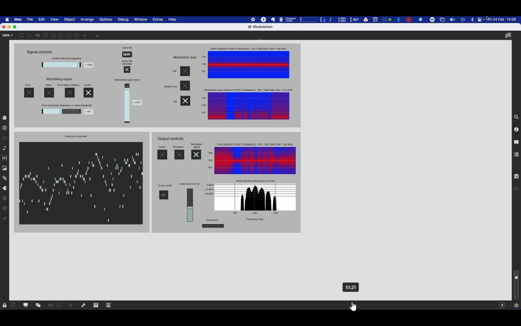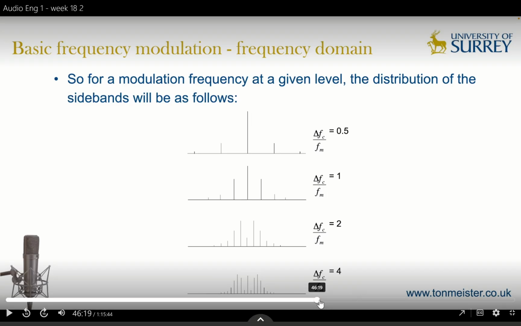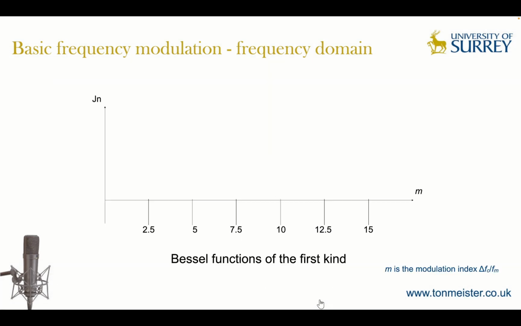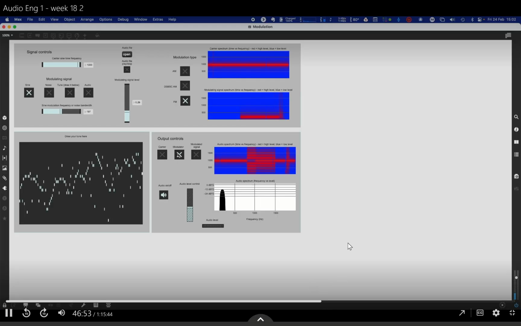Cool. One more thing, something that somebody asked me during the break was just to explain a bit more about what this modulation index is. Pop back a slide. That one? Another one?